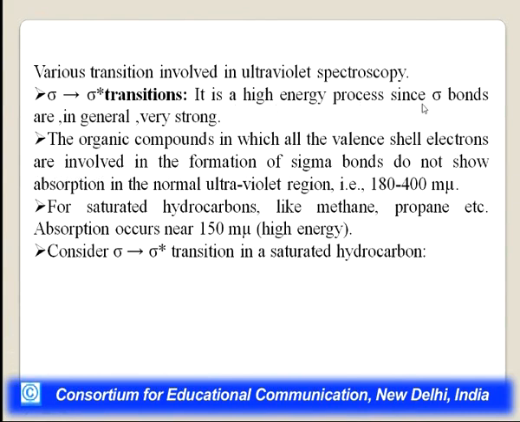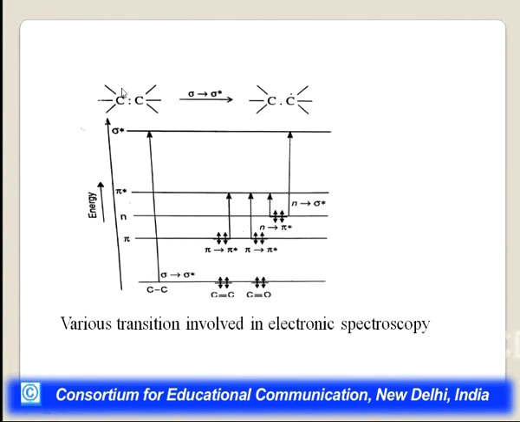It is a high energy process, as we have already stated, because the sigma bond is strongest. The organic compound in which all the valence shell electrons are involved in the formation of sigma bonds does not show absorption in the normal ultraviolet region, that is 180 to 400 millimicron. For saturated hydrocarbons like methane, propane, etc., absorption occurs nearly at 150 millimicron. Let's consider this saturated hydrocarbon.